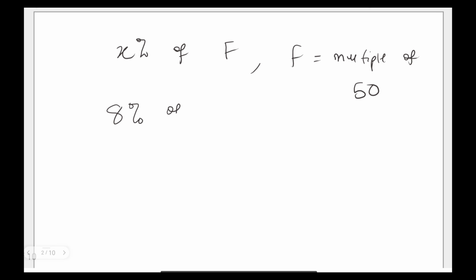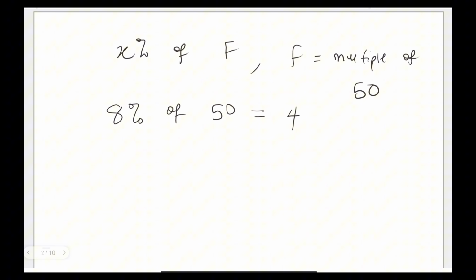The second case is if I have something that is a multiple of 50. Let's say we have X percent of F, where F is a multiple of 50. So how do I do that? Since we know that 50 is half of 100, so if I say, for example, what is 8% of 50? Since 8% of 100 is 8, 8% of 50 is going to be half of 8, which is 4.